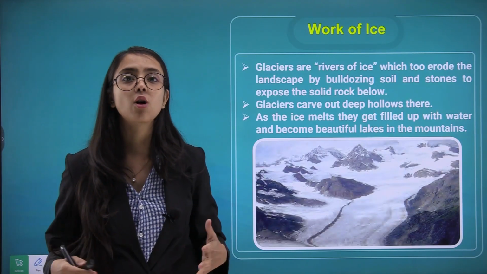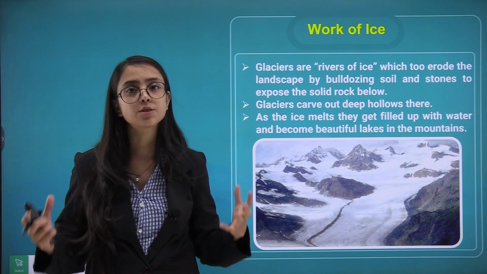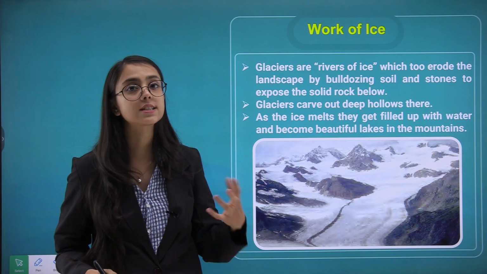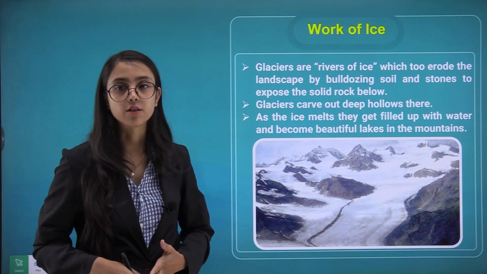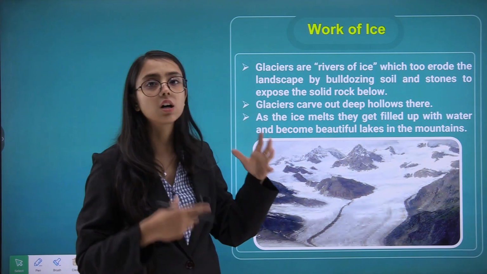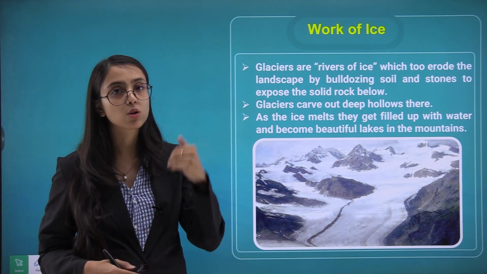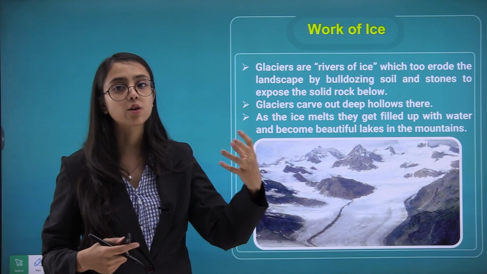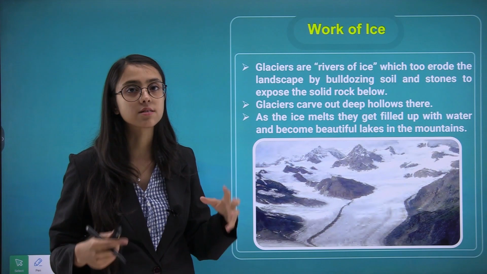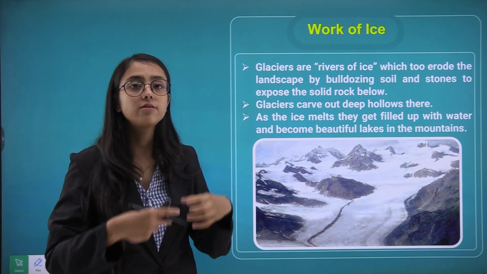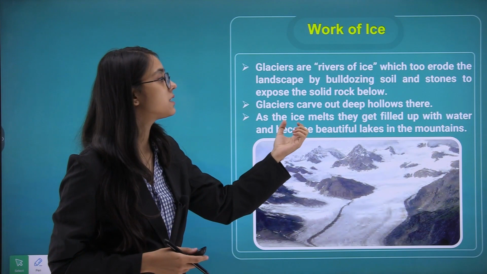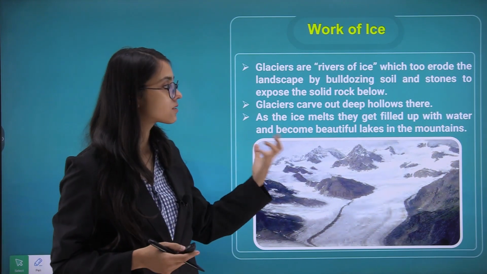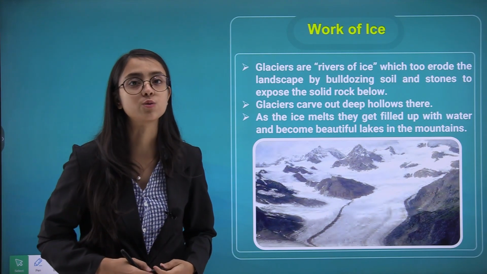Now let's talk about the work of ice. Ice on the planet Earth is mostly in the form of glaciers, and glaciers are nothing but frozen rivers. They also erode a huge amount of landscape by bulldozing soil and stones, and they expose the solid rock below. Glaciers, when they move, carve deep hollows. As the ice melts, they get filled up with water and become beautiful lakes in the mountains. They are also known as lagoons.